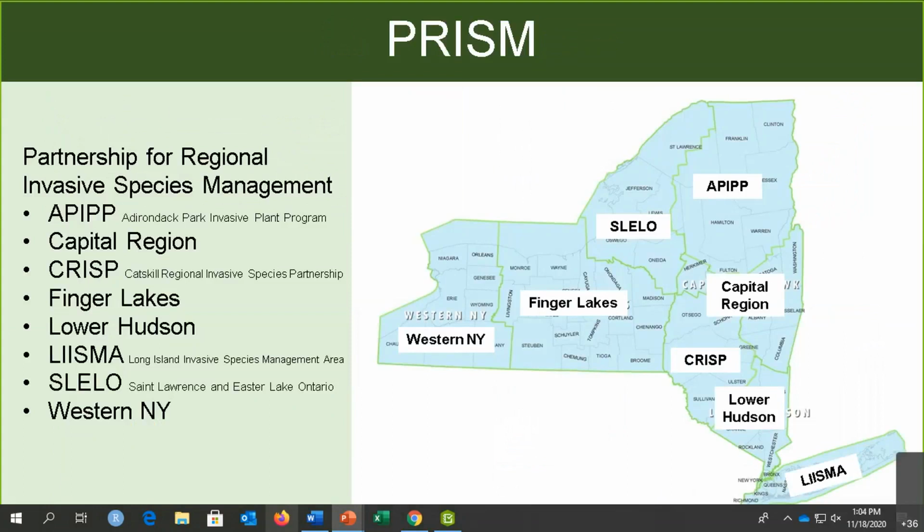I mentioned PRISMs, for those who are not familiar. Those are partnerships for regional invasive species management. And New York is divided into 8 PRISMs. I highly encourage you to look up your region's PRISM and connect with them. They do a lot of great outreach work, a lot of great management coordination. A huge variety of work is done by these PRISMs.